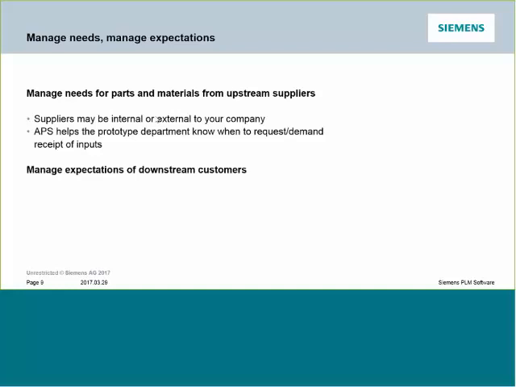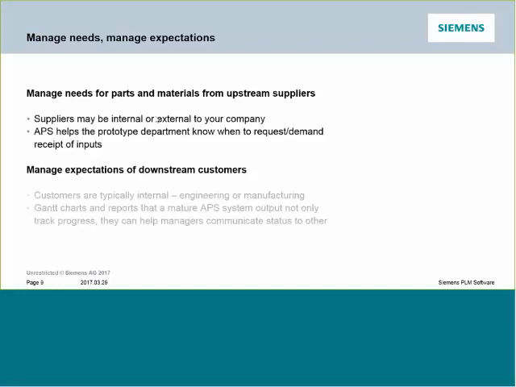Also, with the visibility that APS provides, prototype shop management can manage the expectations of downstream customers. Now, the customers for a prototype shop are typically internal. Those are going to be your engineering and or your manufacturing departments. The Gantt charts and reports that a mature APS system outputs not only track progress for the benefit of the prototype shop management, but they help prototype managers communicate status to other business units.